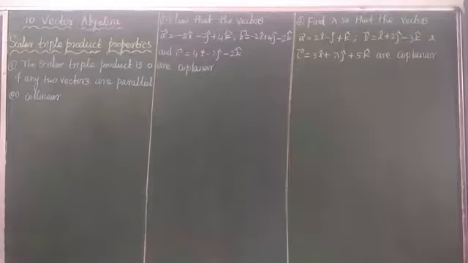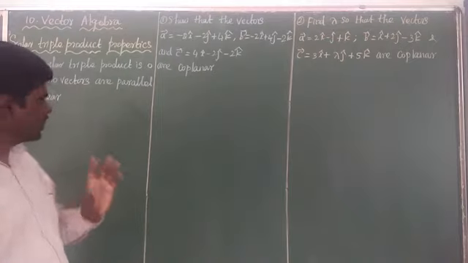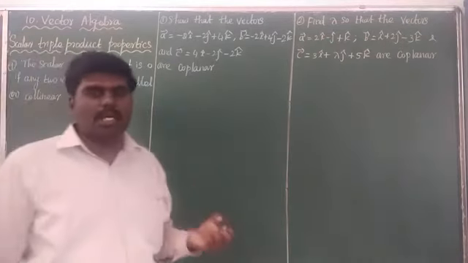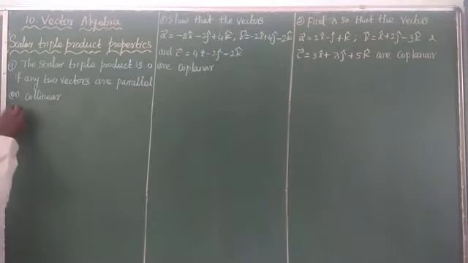Okay. Next, property 9. The scalar triple product is 0 if any two vectors are parallel or collinear. Any two vectors are parallel or collinear. So how, sir? See, let us choose.